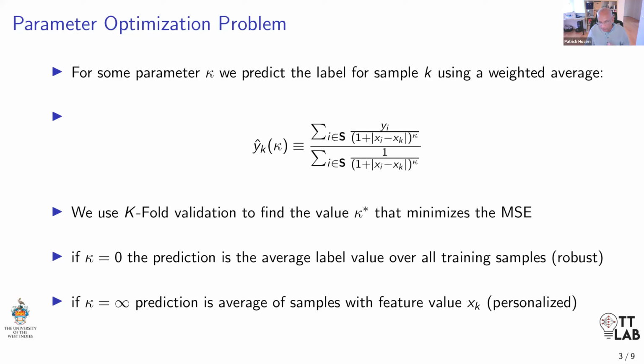If there are no such samples and you have to impute, in the limit you converge to the average target value of samples closest to that test sample's feature value.